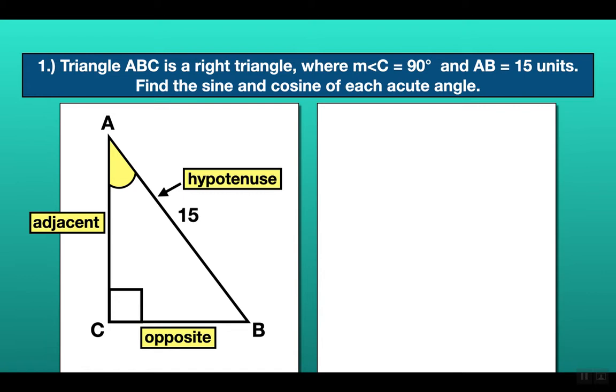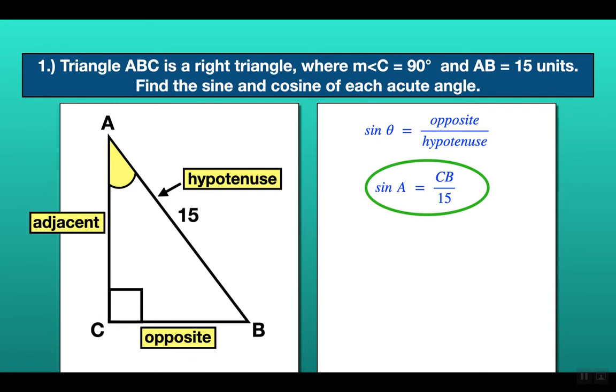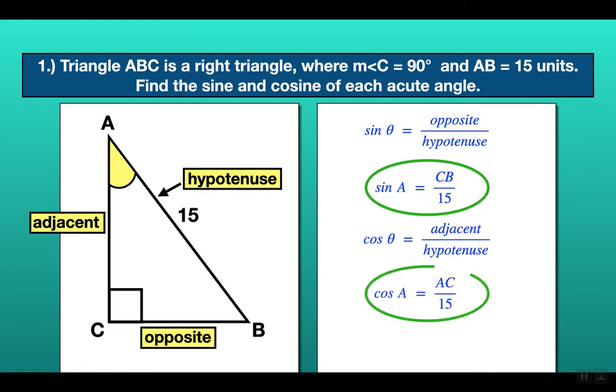Now that we've identified those sides, let's first find the sine. Sine is the opposite side over the hypotenuse. So the opposite side is side CB, and the hypotenuse is 15. And that's it. That's my answer. CB over 15 is the sine of angle A. Now let's find the cosine of angle A. Cosine is the adjacent side over the hypotenuse. Since the adjacent side is side AC and the hypotenuse is 15, I just put AC over 15 and that's my answer. So that's very simple. Now we have the sine of A and the cosine of A. Now let's do angle B.